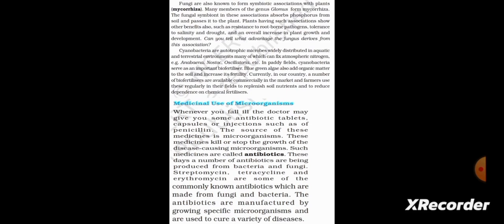These days, a number of antibiotics are being produced from bacteria and fungi. Streptomycin, tetracycline, and erythromycin are some of the commonly known antibiotics, which are made from fungi and bacteria. The antibiotics are manufactured by growing specific microorganisms and are used to cure a variety of diseases.